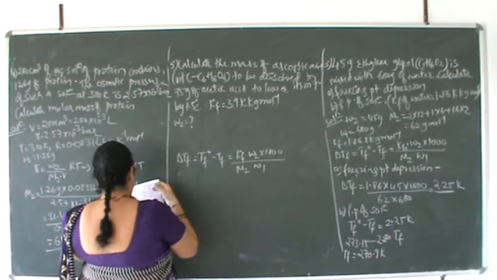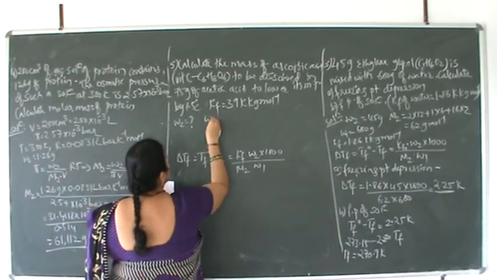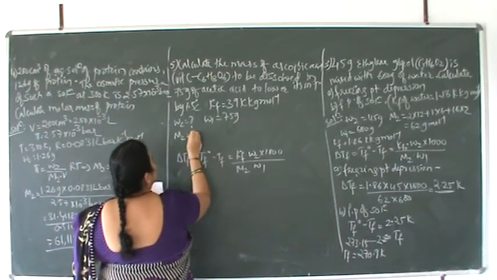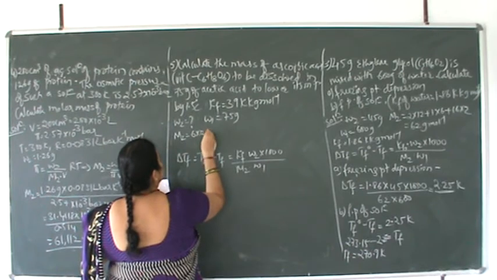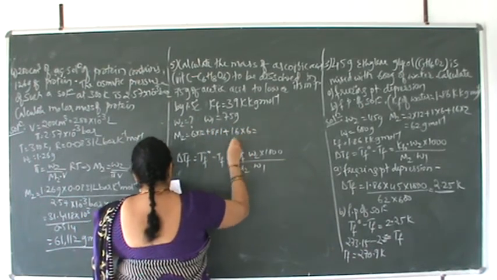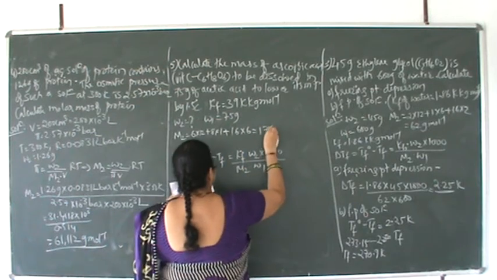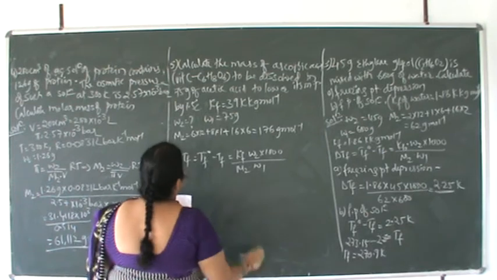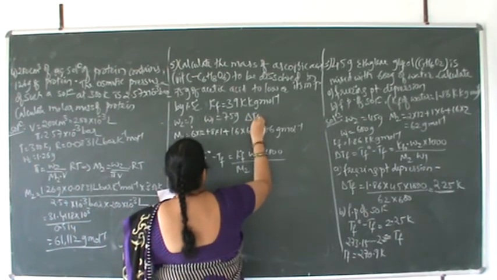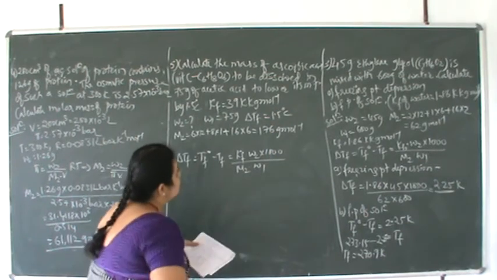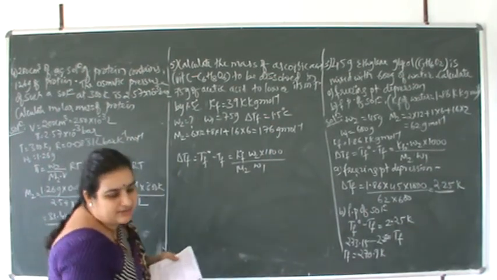It is a question mark. Then W1 is 75 grams. M2 is equal to 6 into 12 plus 8 into 1 plus 16 into 6. It will be 176 grams per mole. And it is given delta Tf is equal to 1.5 degrees. Okay. I have just taken the given quantities.